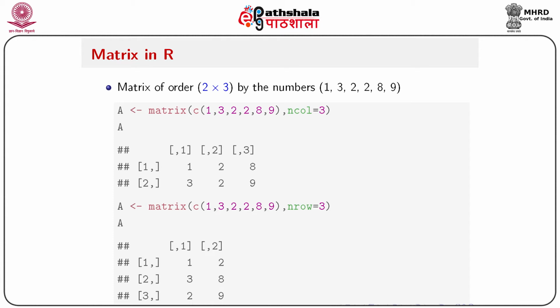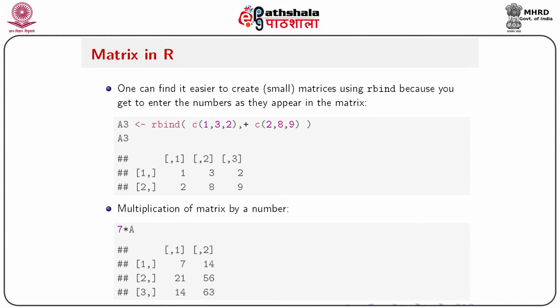If it is 3 columns with 6 elements, it is a 2 by 3 matrix. So if you say ncol equals 3, automatically it will calculate the number of rows. As columns is 3 and we have 6 elements, a 2 by 3 matrix can be generated. And alternatively, instead of columns, you can specify just the rows, then it will automatically calculate the number of columns and give you the desired matrix that you are looking for.